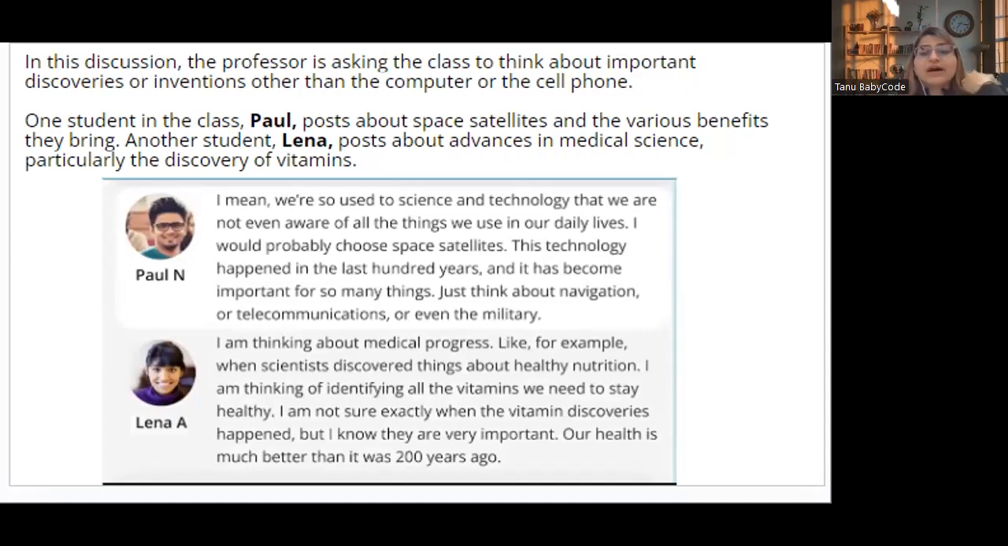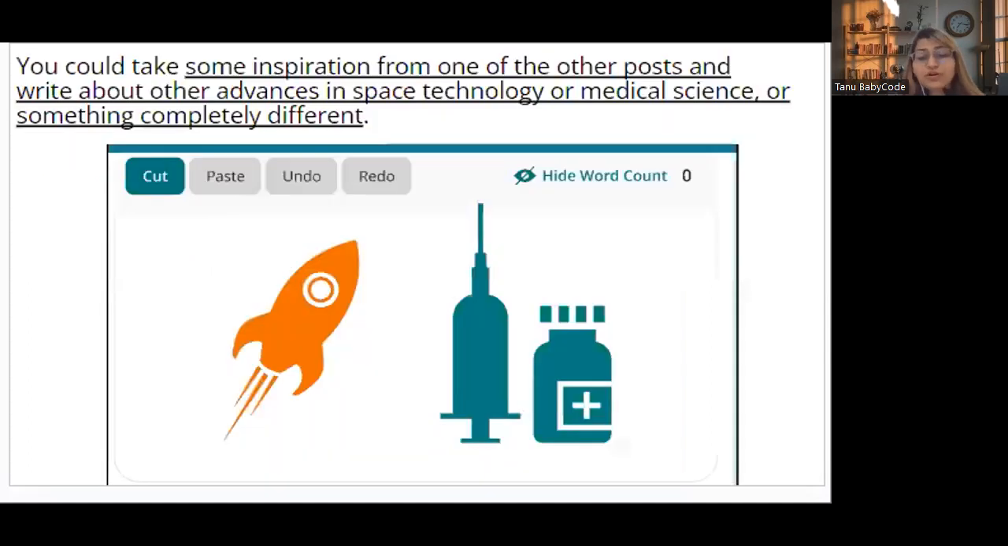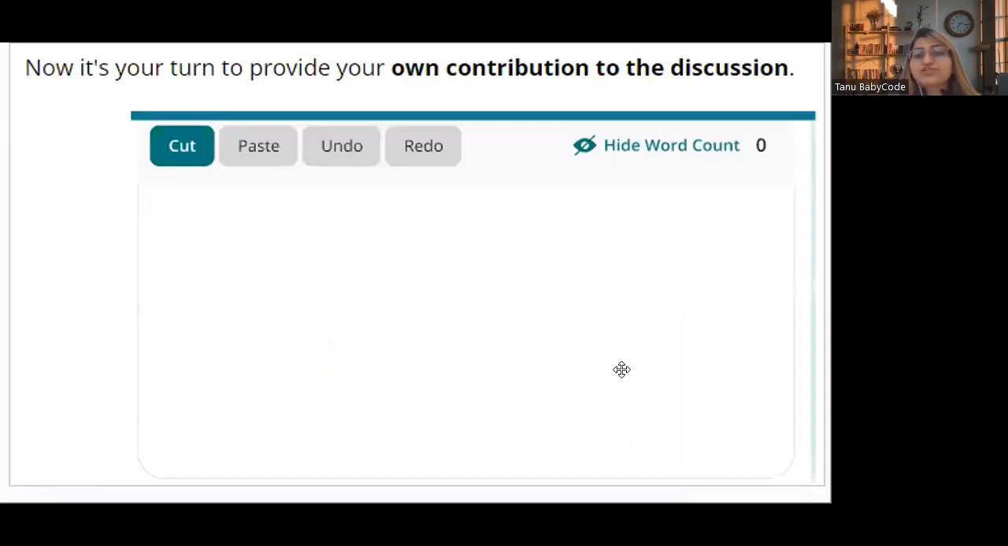So Paul talked about science and technology, that means space satellites. Lena talked about the discovery of vitamins, that means medical science. Now comes your task. Now you have to make your contribution. You have to provide your own contribution talking about any discovery, any invention, right?